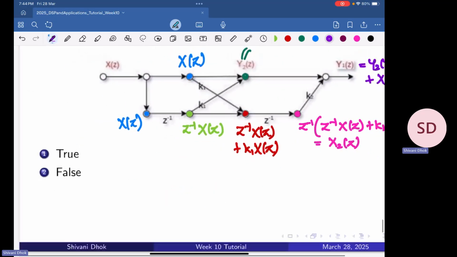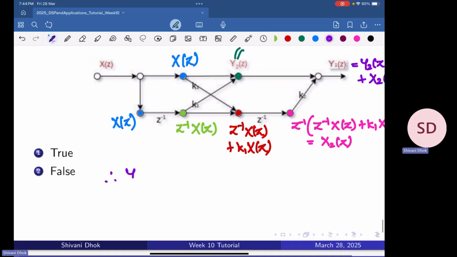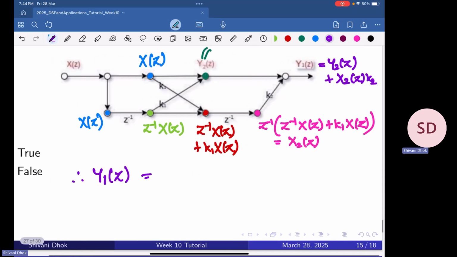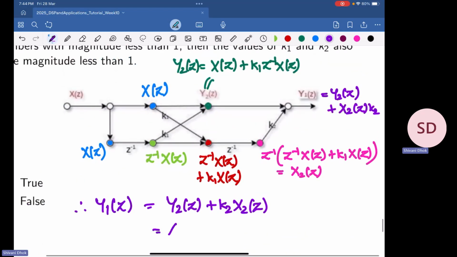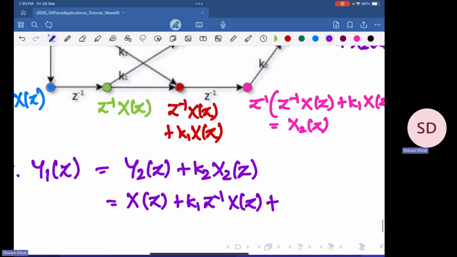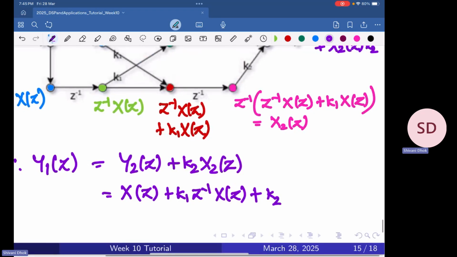Okay, so therefore what do we have? Therefore y1 of z is equal to y2 of z plus k2 times x2 of z. So what do we get? This y2 of z we had obtained as x of z plus k1 z inverse x of z, plus this x2 of z we have obtained as k2 times z to the power minus 2 x of z plus z inverse k1 x of z.